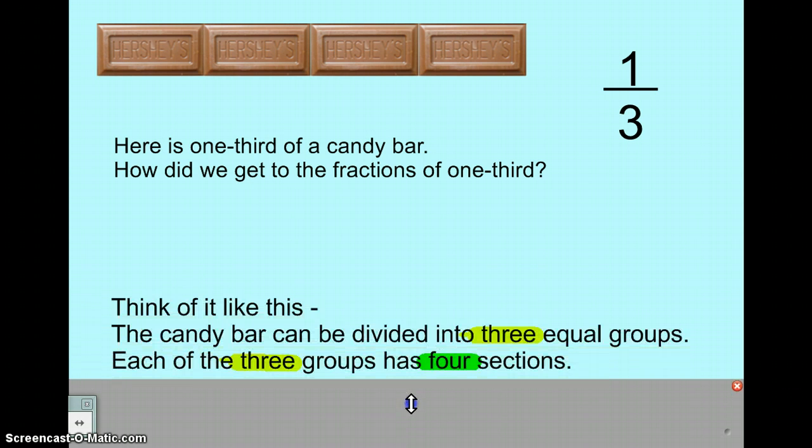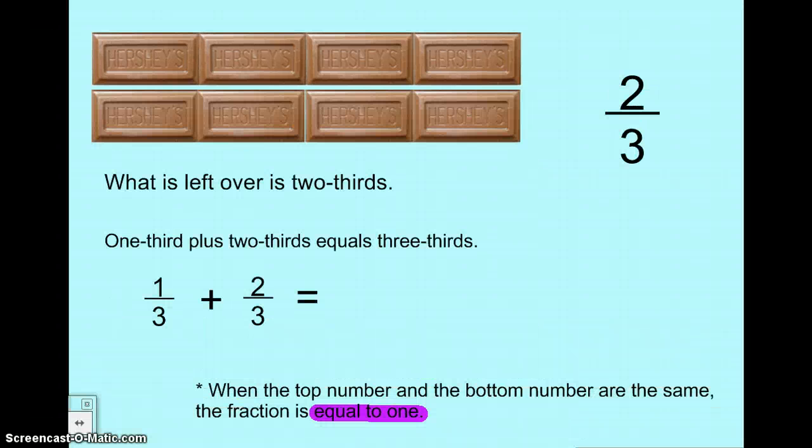Let's look down here. Think of it like this. The candy bar can be divided into 3 equal groups. Each of the 3 groups has 4 sections. So we have 3 sections of 4 pieces. So 1 candy bar. Everyone understand what's going on? Awesome. Let's move on. What's left over is 2/3. So 1/3 plus 2/3 equals, you add the top numbers, 1 plus 2 equals 3. When the top number and the bottom number are the same, the fraction is equal to 1.